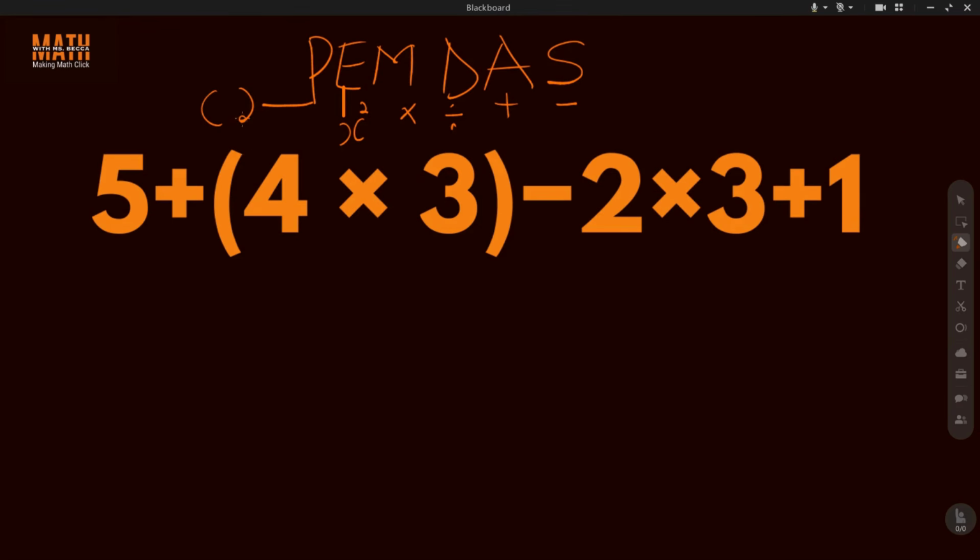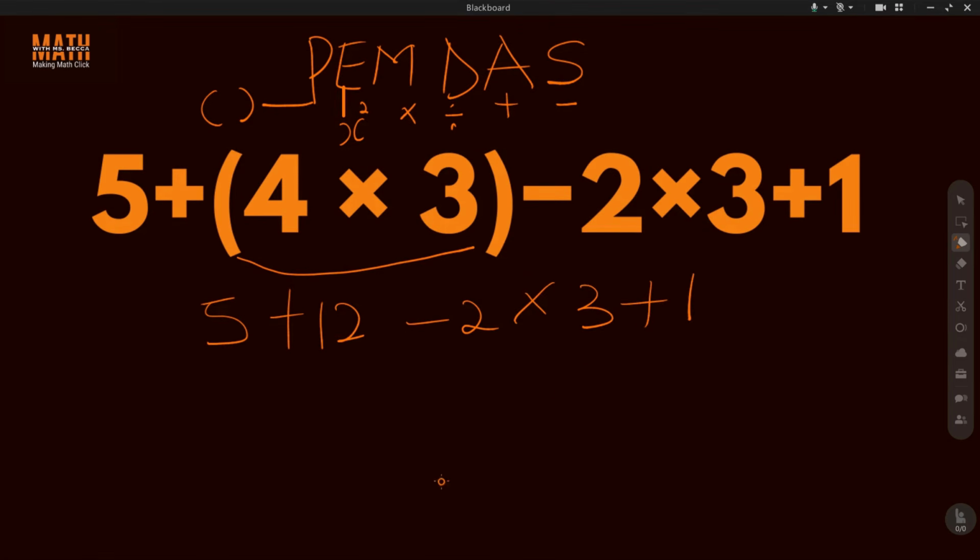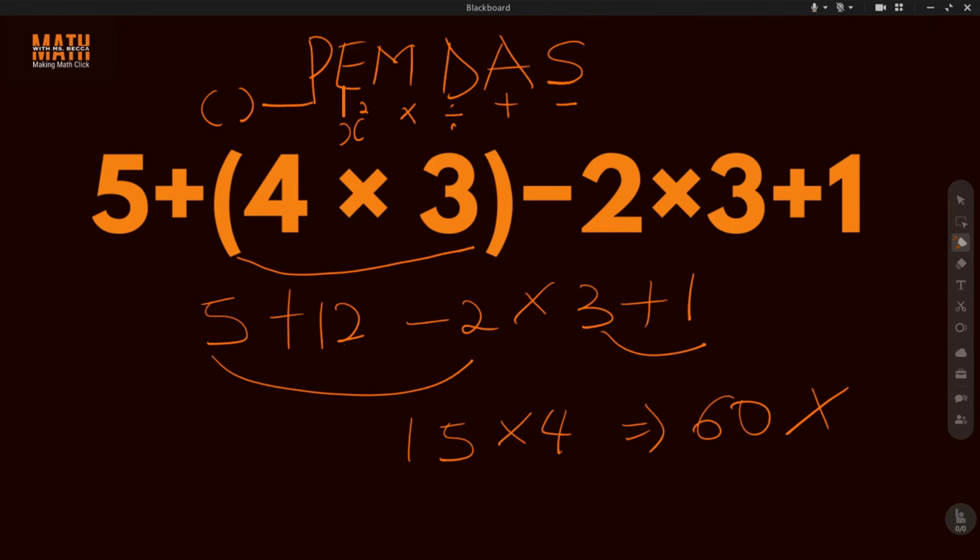Where is the parenthesis? Let's see, this is the parenthesis. So when you solve, this becomes 12, this becomes 5 plus 12 minus 2 times 3 plus 1. But people still make mistakes by solving this, then solving this. Then they say 5 plus 12 is 17, 17 minus 2 is 15. Then it becomes 15 times 4. And that gives what? That gives 60, which is wrong. So when you are applying the rule, make sure you apply the rule till the end.